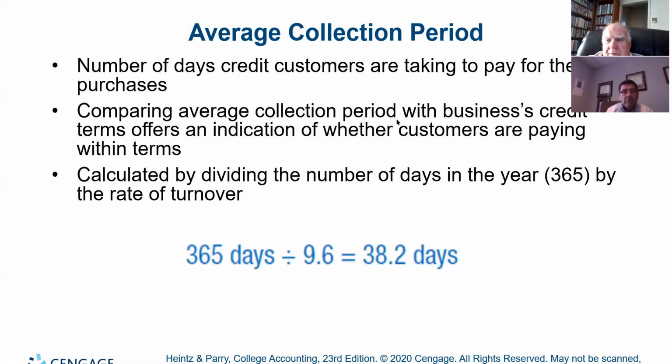Comparing average collection period with business credit terms offers an indication of whether companies are paying within terms. And the calculation is simply a year represented by 365 days by 9.6. And in my experience, I would get a huge raise if I actually collected cash in 38 days. That's pretty darn good. My metric to earn a bonus was 45 days, and that was tough to do. So 38 days is quite good.